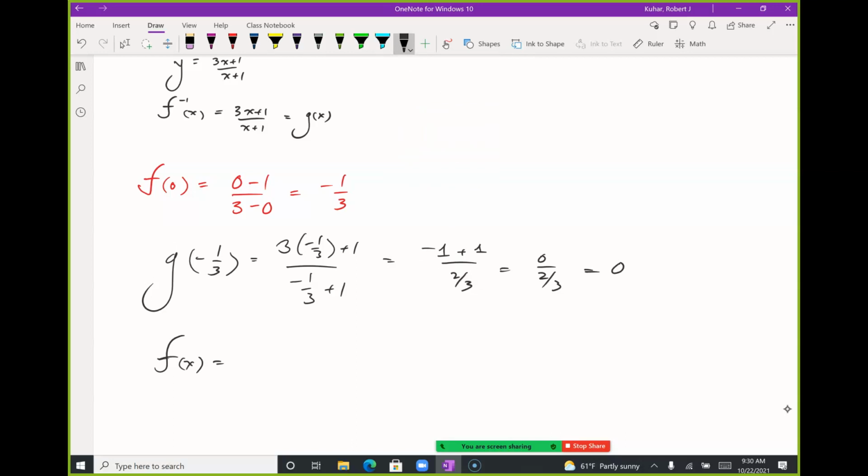Good. So I want to check two compositions: f composed of g and g composed of f. And what should happen? It should fall apart. Equal x, yeah. Everything falls apart and all I get back is the input, right? Everything cancels out. They undo each other. So f, again, was (x minus 1) over (3 minus x). g, our inverse, was (3x plus 1) over (x plus 1).